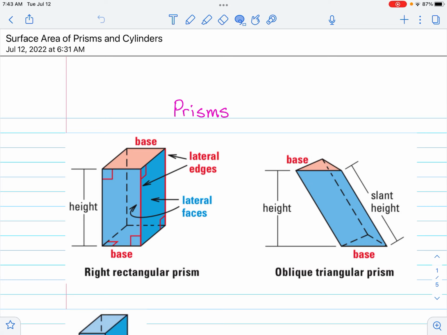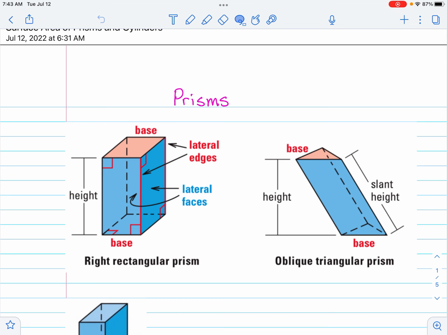Now we want to begin a discussion on surface area. And in this video, we're going to focus on prisms and cylinders. Now, first of all, a prism. A prism is a polyhedron, and it has this property: a couple of its faces are parallel and congruent.